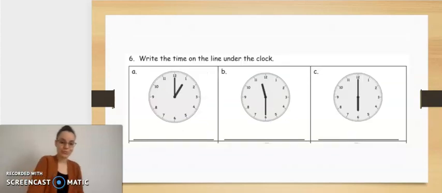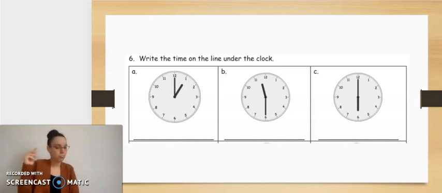Okay, check you out. Write the time on the line under the clock. Go ahead and do A, B, C. Look at the clocks, write what time they say. Some of these are tricky. Do not get tricked. You got this. And then make sure that you're looking at the hour hand first, which is the short hand. Then looking at that long minute hand.